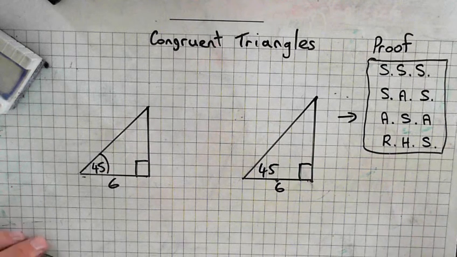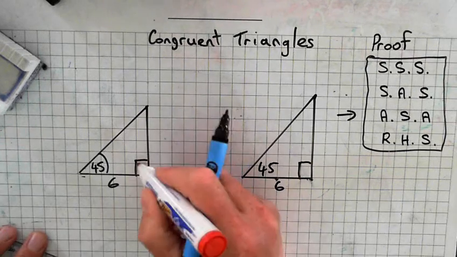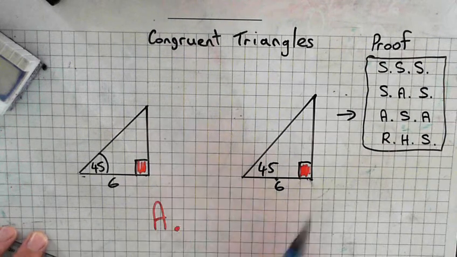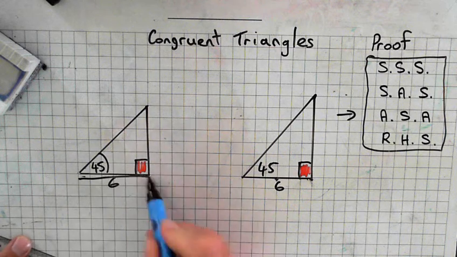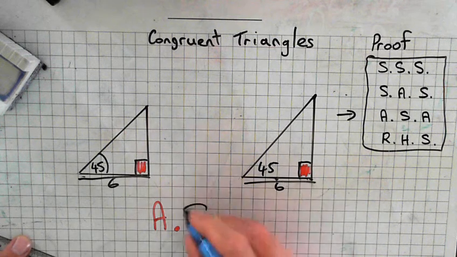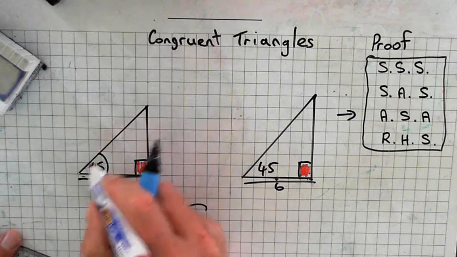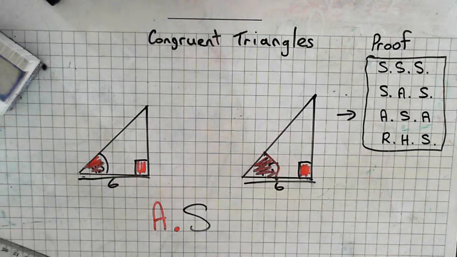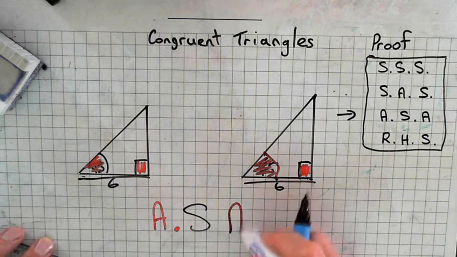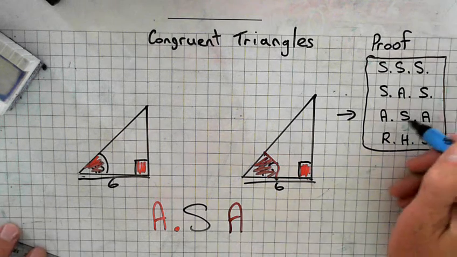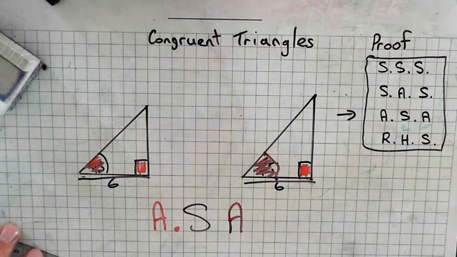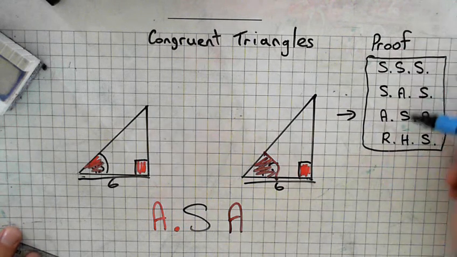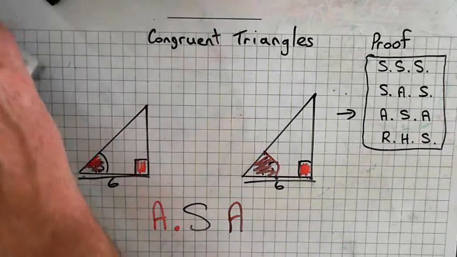Alright. So watch, we've got two angles. This angle here is the same as this one. Angle. We have this side is the same as this one. And then we have this angle here is the same as that one. Angle, side, angle. Okay, angle, side, angle. So two angles and a side are the same. Therefore, are they congruent? Yes. So if I satisfy any one of these, then they're congruent.